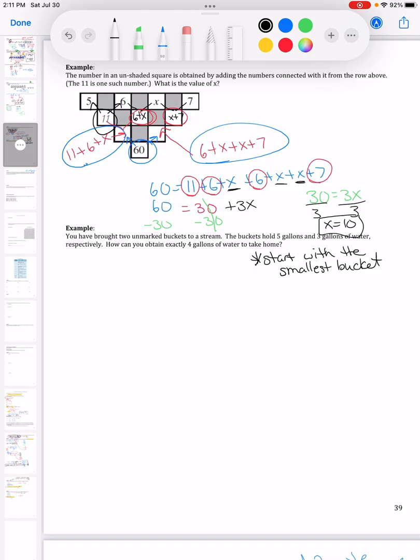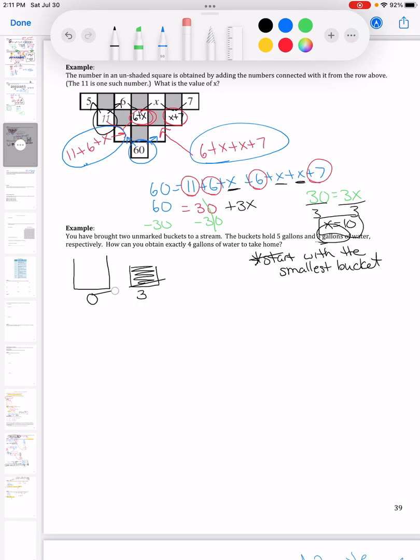So I'm going to draw a picture for this one because it would be a little lengthy to write up the words each time on the video. So I'm going to have a big bucket and a small bucket. I'm going to fill up the small bucket with the 3 gallons because that's how much it holds. And the big bucket is going to have 0 gallons because it doesn't have anything in it.